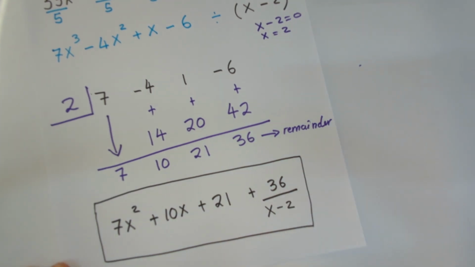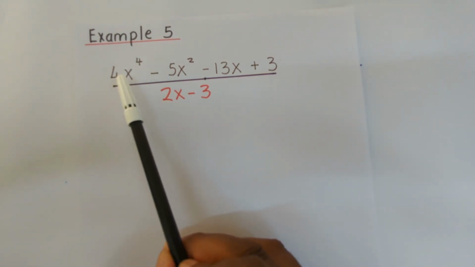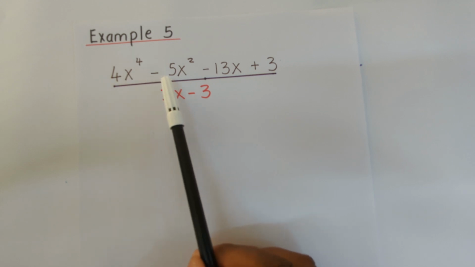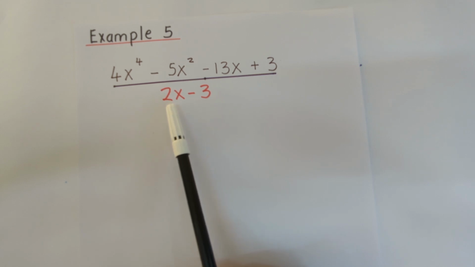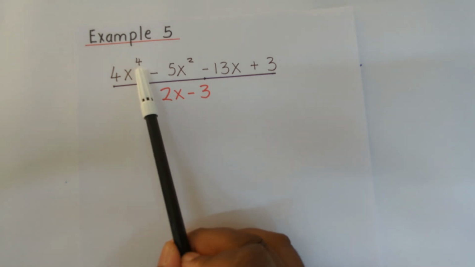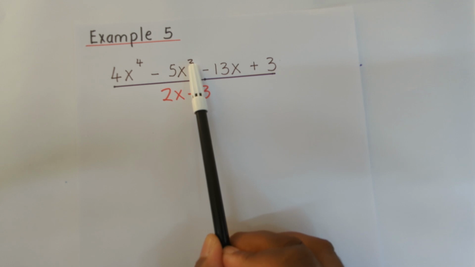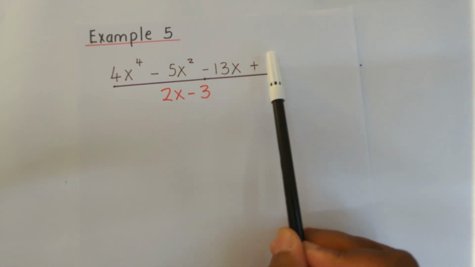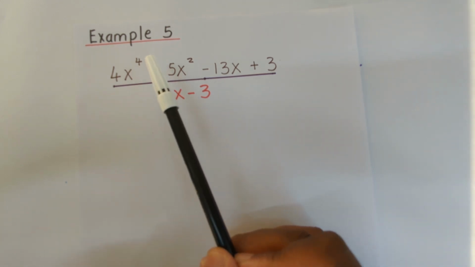Let's move on to the next question. In example number 5, we are given 4x to the power 4 minus 5x squared minus 13x plus 3 being divided by 2x minus 3. So if we check the exponents of our variable in our dividend, you will see that the first one is 4, which is our degree, followed by 3, followed by 2, followed by 1, and lastly by 0. So this means that x to the power 3 is missing in our question.